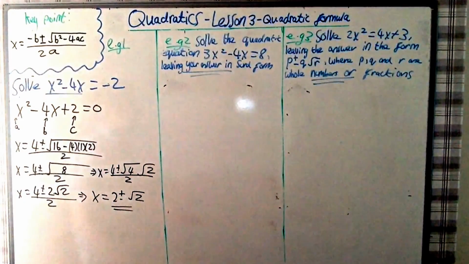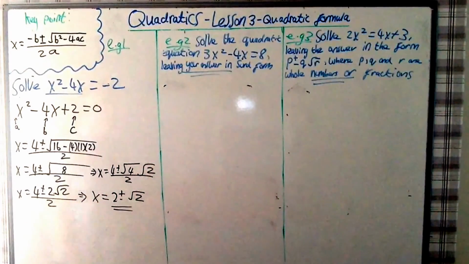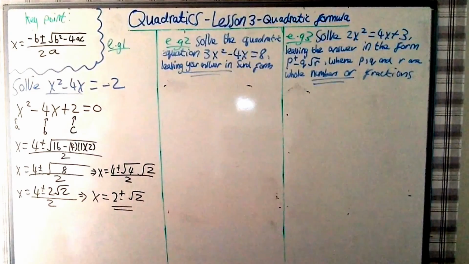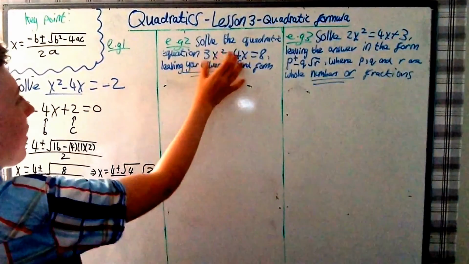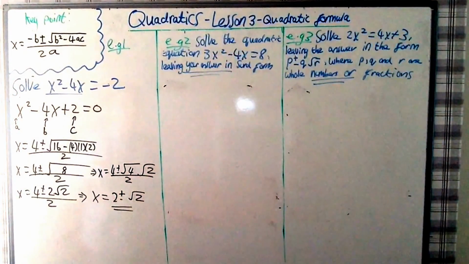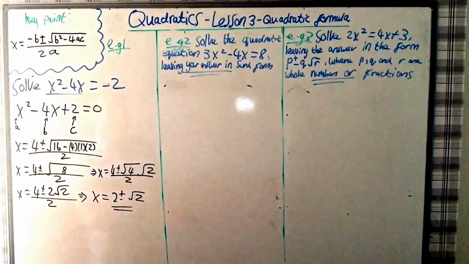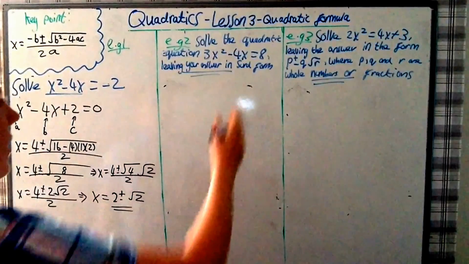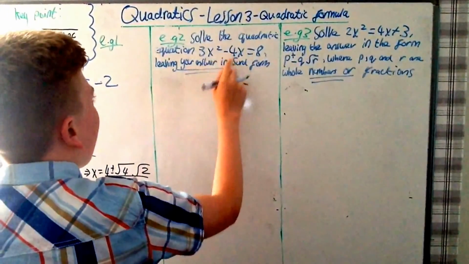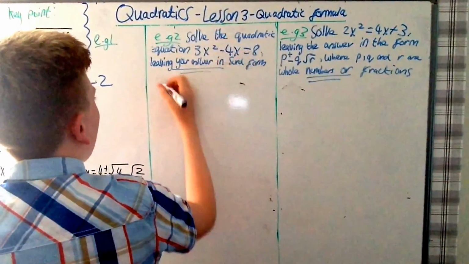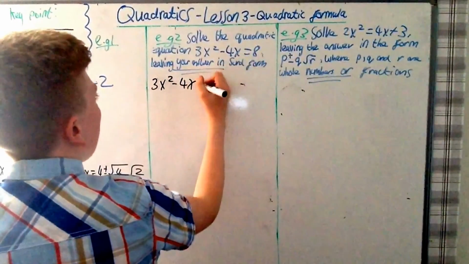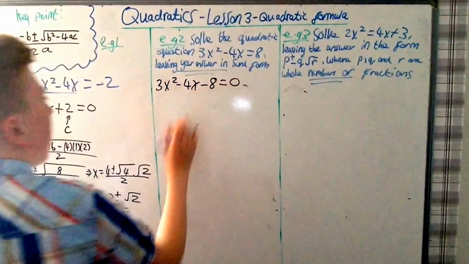If you want to have a go at this yourself, pause the video, I'll go straight through it. Okay? So with this example, it says solve the quadratic equation 3x squared minus 4x equals 8, leaving your answer in surd form. So, the first thing to do, just like before, is to make this equal to 0. So the positive 8 becomes a minus 8, and this is going to equal 0.